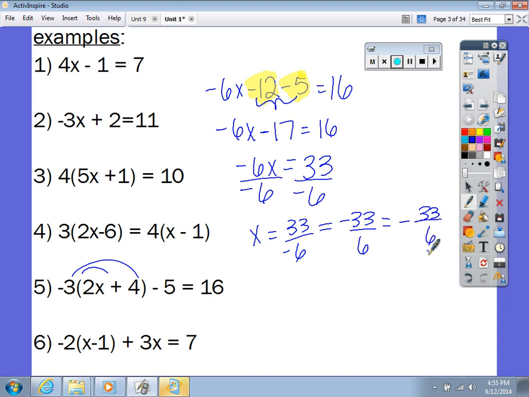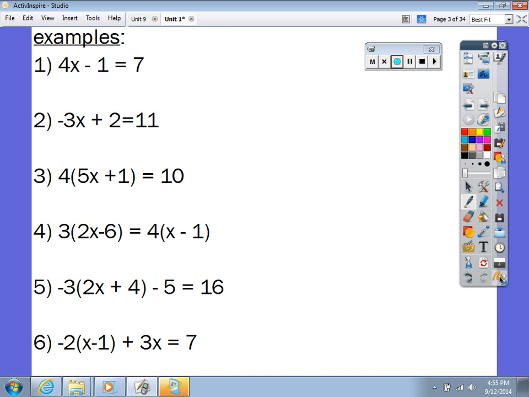So this negative doesn't mean that this is a positive over a negative, it just means it's a negative number, a negative fraction. Okay? Let's see. Then if we do problems like number 6, we're going to have the same thing.